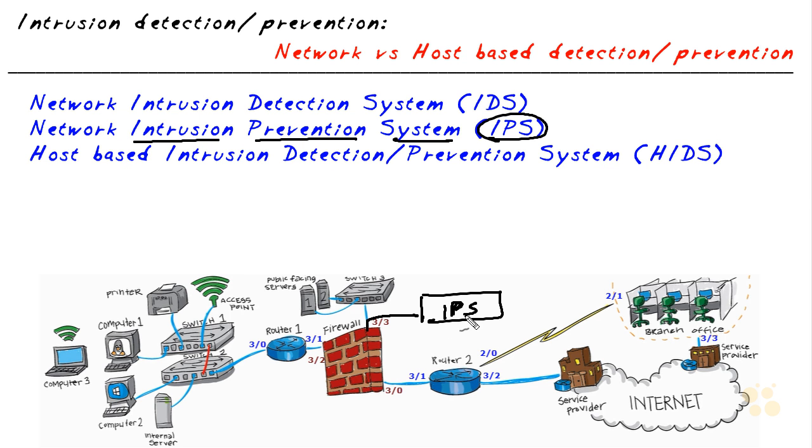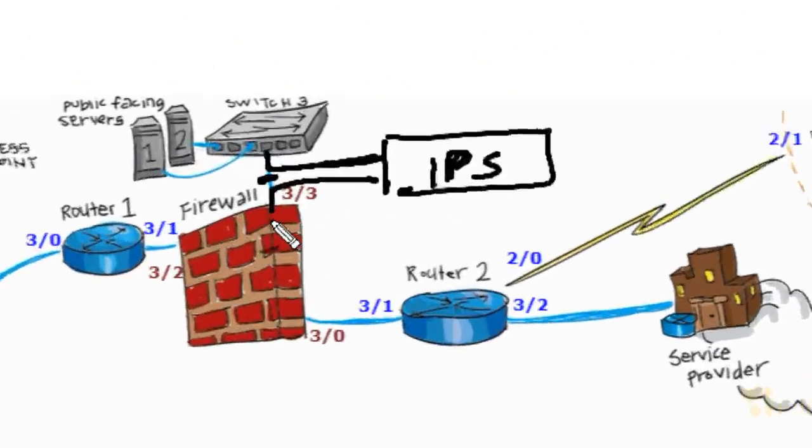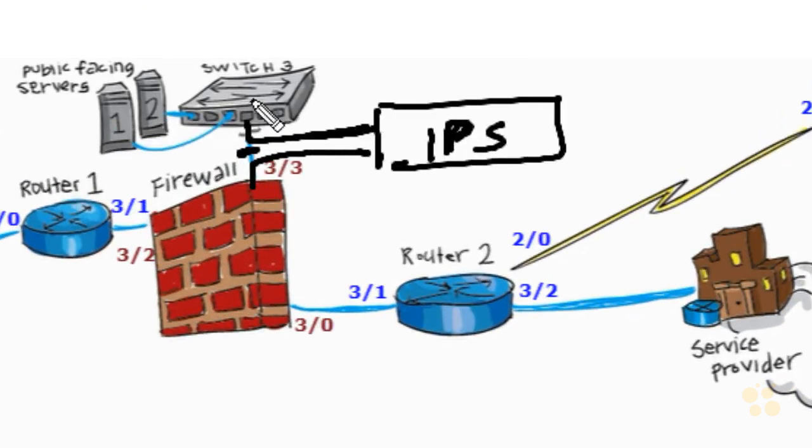And this IPS device could be either a physical appliance or it could be a virtual device running in a virtualized environment. And this IPS device would have two interfaces. Another interface would go up here as well. So now all the traffic between the firewall and the switch has to go through the IPS. So we could use the same methods for detecting the attack, whether signature-based, anomaly, protocol violation, etc.